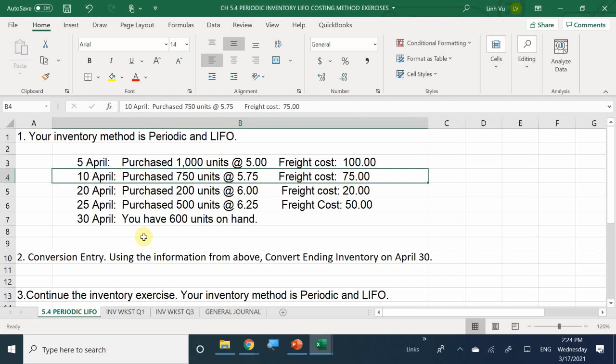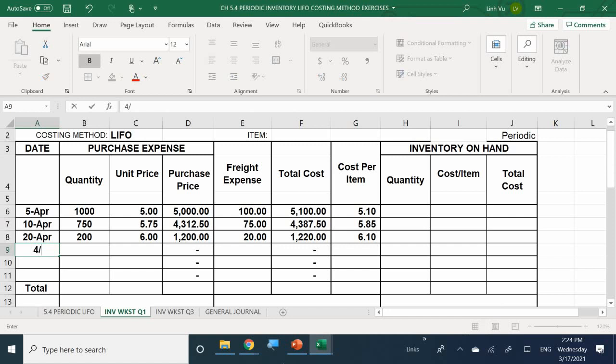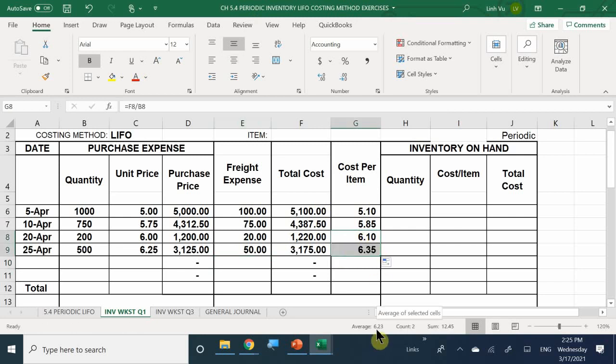Purchased 500 units at $6.25 each, with a freight cost of $50. So where do you want to go first? Inventory worksheet or journal? The worksheet. Okay. So here, April 25th, we purchased another 500 units at $6.25 each with a freight of 50. Because I plugged in the formula and dragged it down, after typing in the information in the quantity and the unit price, it automatically calculated my amount here. The only one I don't have is my cost per item. So in this case, what is my cost per item? Yes, $6.35.